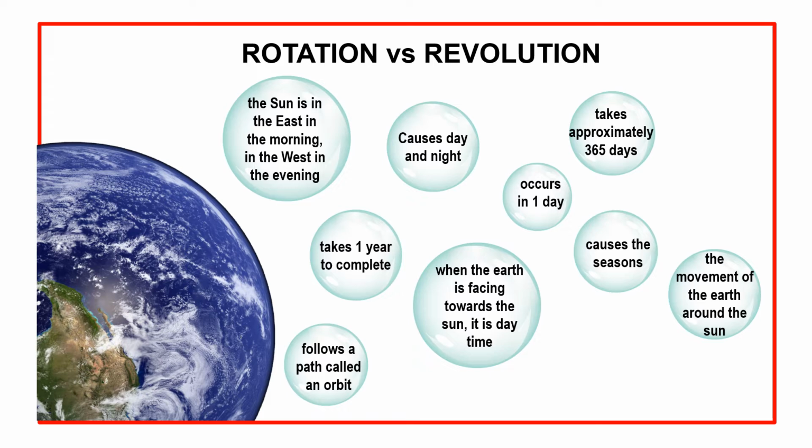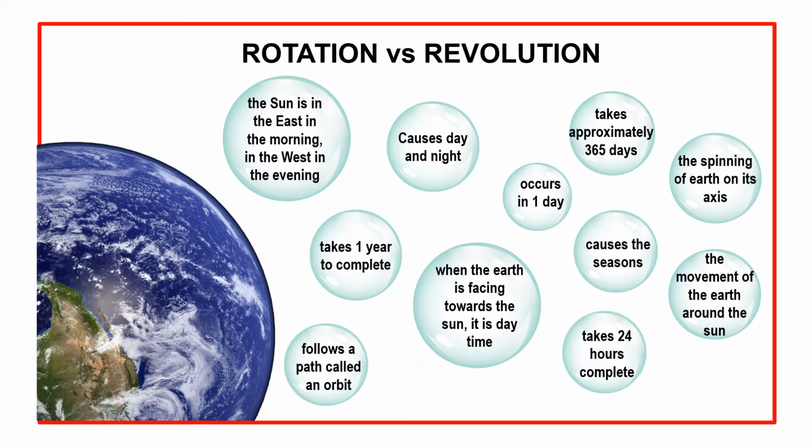Revolution. Takes approximately 365 days. Yet again, revolution. The spinning of Earth in its axis. Rotation. And lastly, takes 24 hours to complete. We have rotation. I hope you got all the answers correct. Now, let's go now to our new lesson.